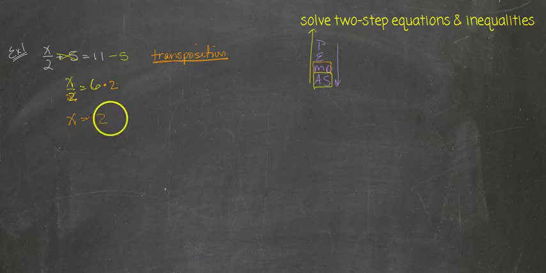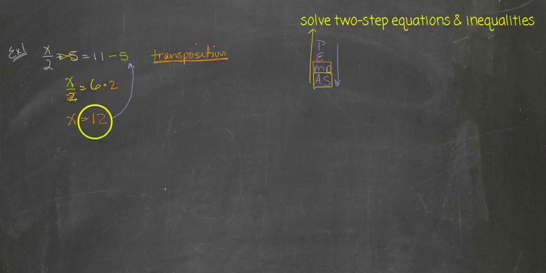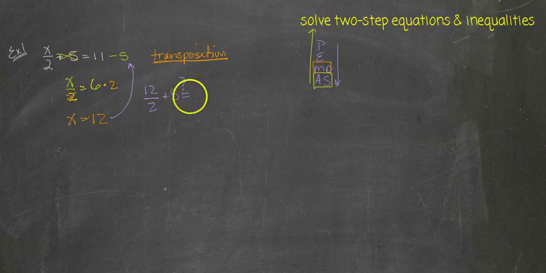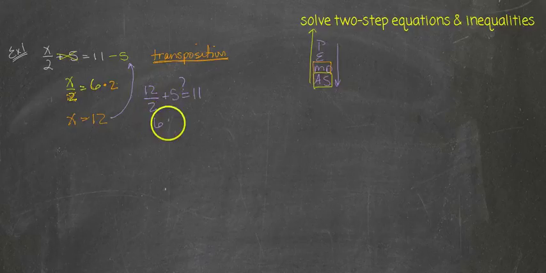Now at least in the beginning, I really have to check my problems, make that a habit. So I'm going to go back to the original problem. I'm going to put 12 in. 12 divided by 2 plus 5. And I'm not sure if that equals 11 or not, but I'm going to simplify the left-hand side to see. So 12 divided by 2 is 6, plus 5 equals 11. 6 plus 5, 11 equals 11. Yes, I got the right answer, so I can move on.